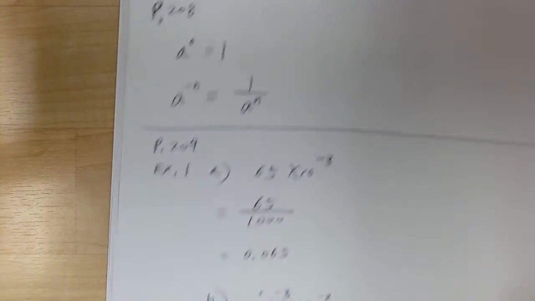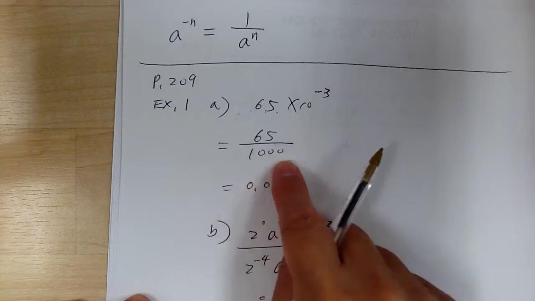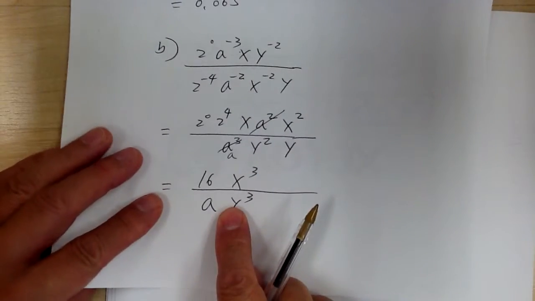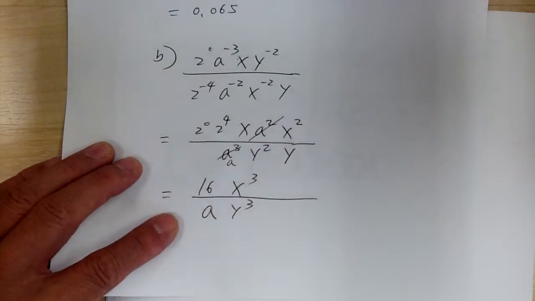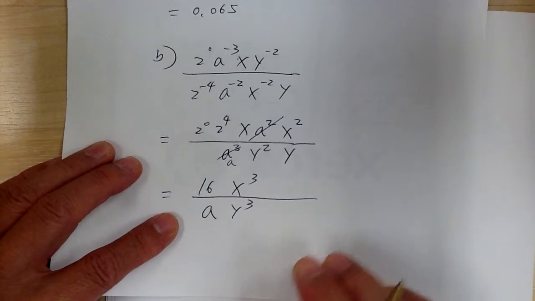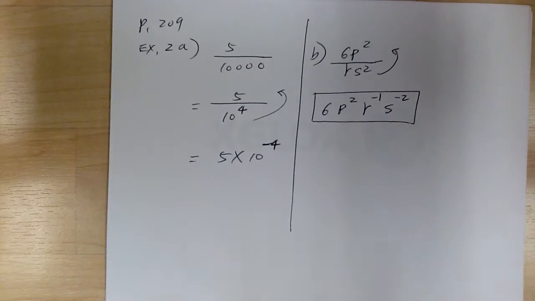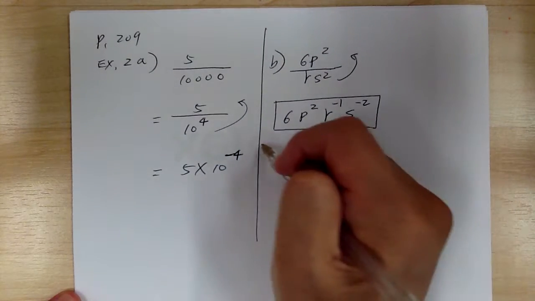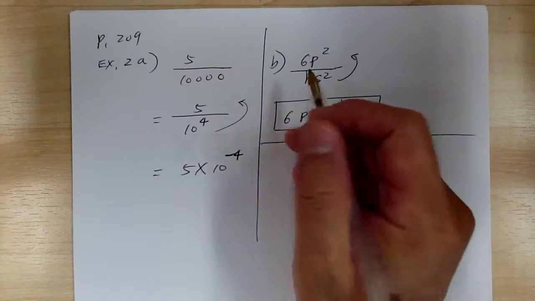So it depends on the instruction. On example 1, they want you to get rid of the negative exponents, so it's okay to have a denominator or a decimal. You've got to understand the instruction. Example 1 means get rid of all the negative exponents. Example 2 is get rid of all the denominators. So these are different types of problems, and you've got to understand the instruction. Okay, so let's go and do some practice.